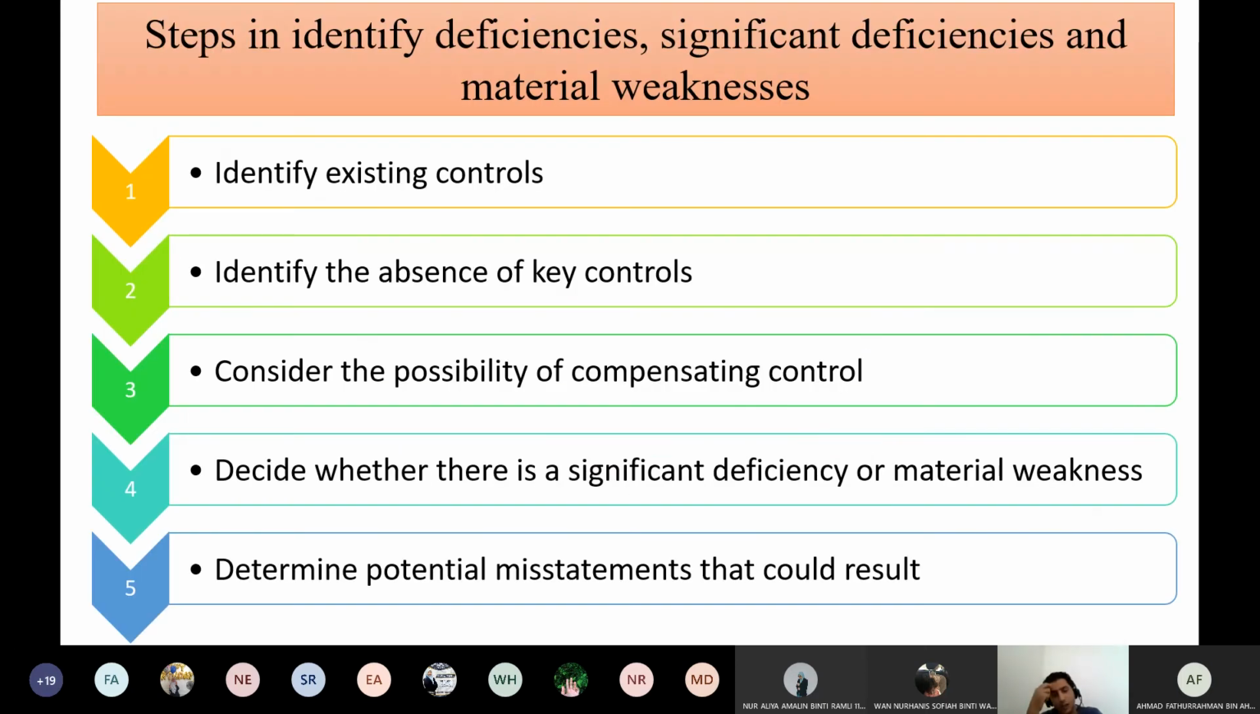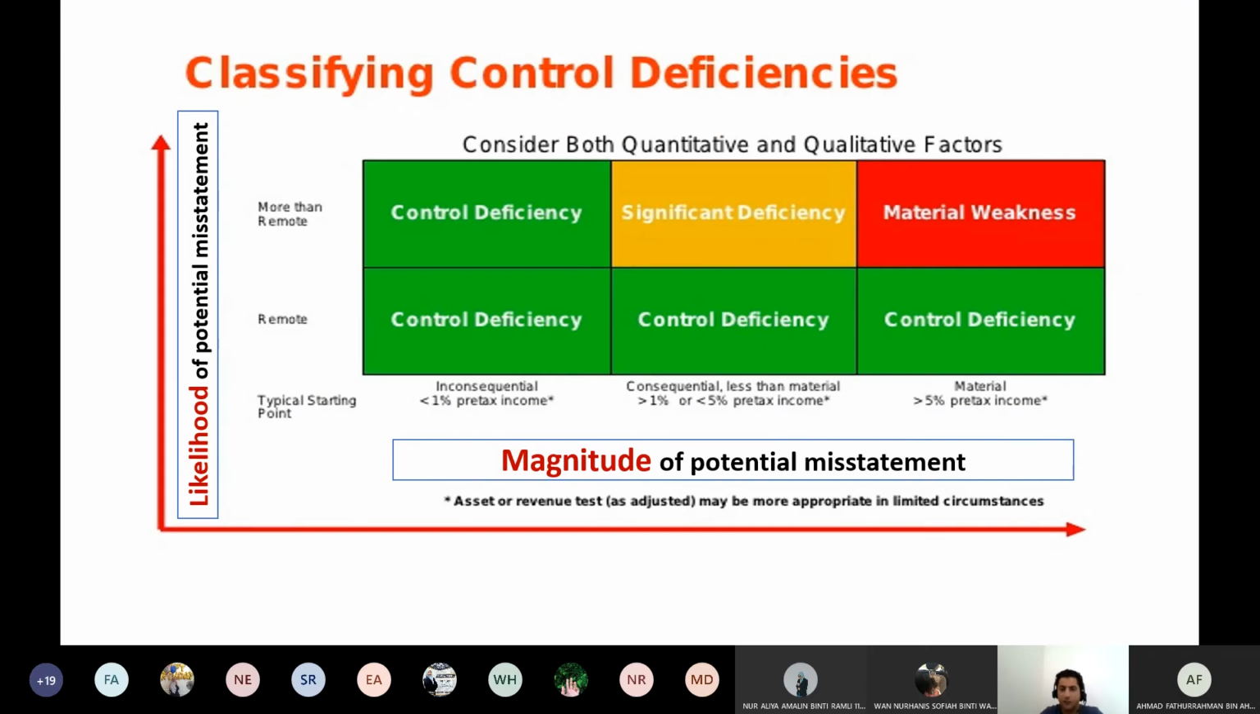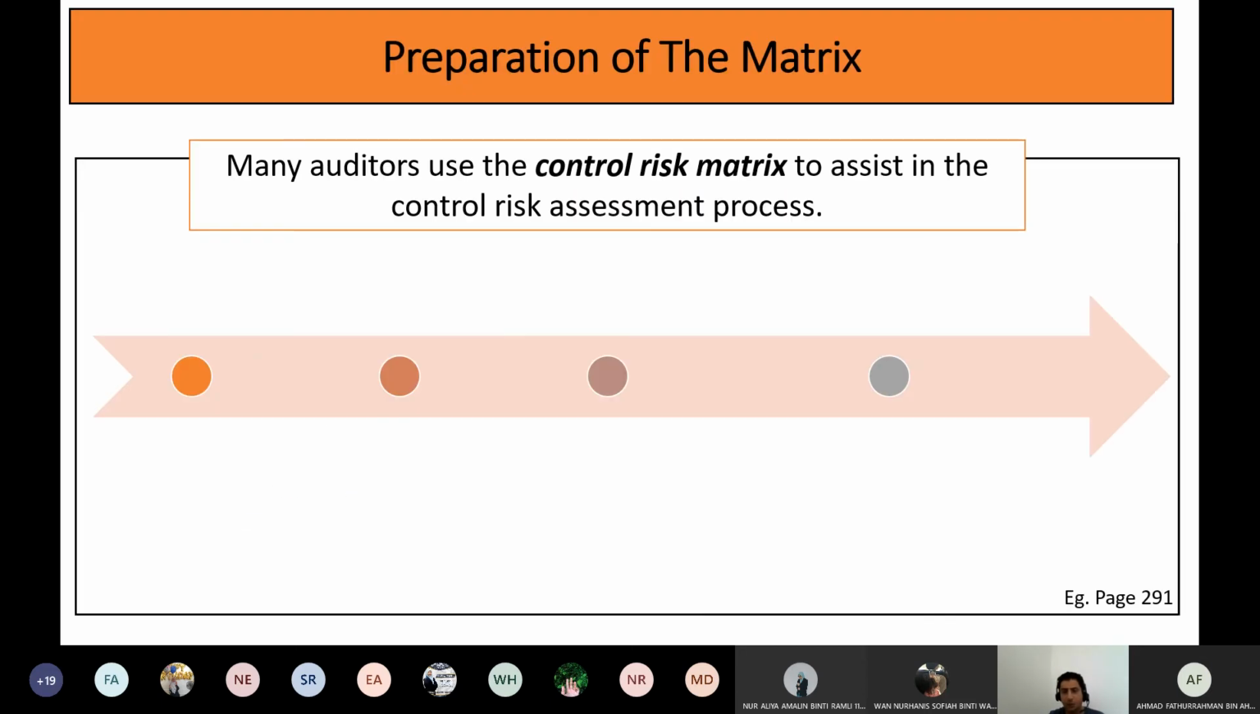Okay, now we move to, sorry, before I move to this, can we refer to the textbook, figure number 10-4 on page 291, just to show us the relationship between the audit objectives and the control evaluation. This is the control risk matrix for Syntalk Hardware.